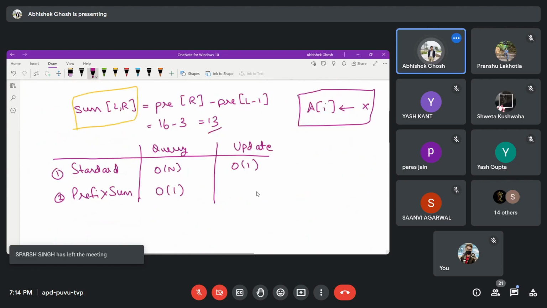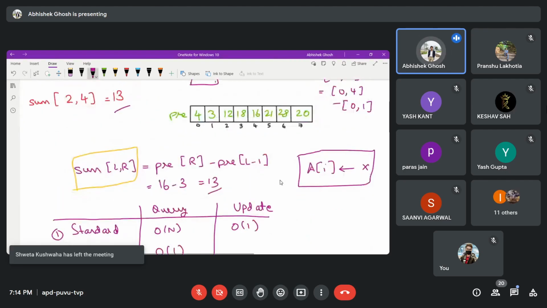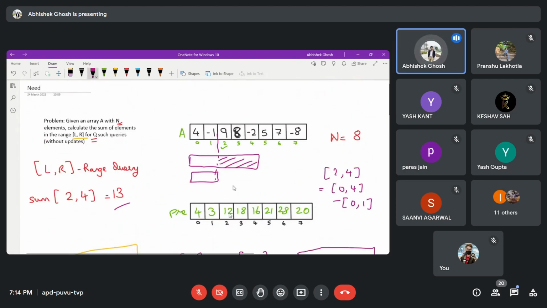If I was using the prefix sum approach, then updates would be linear time. See, if I'm making a change at index 3, the prefix sum till 2 would be unaffected, that would still be fine. But all the values starting from 3 up till the end would now have a wrong value. So I need to update them again, I need to change all these values. 12 was the sum till here, which was fine, but since this value was increased by 2, I need to update now.